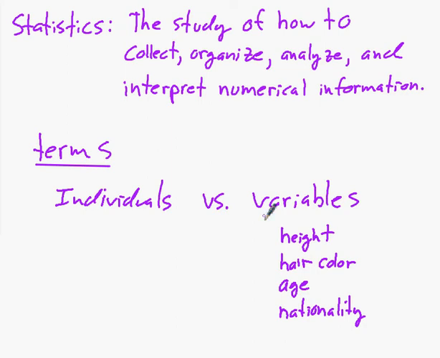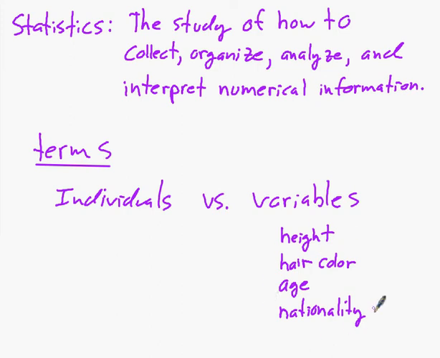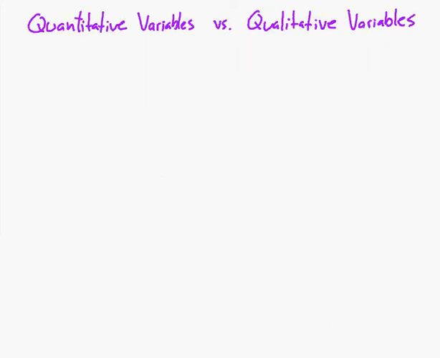Now, when we talk about variables, right, there are really two kinds of variables: quantitative variables versus qualitative variables. We can use the previous list of variables. If we look back, some of these are quantitative and some of these are qualitative. And the difference is really, are they numbers or are they categories? Height, for example, is a number. That would be quantitative. Hair color, however, is a quality, so that's qualitative. Age is a number, quantitative. Nationality is qualitative.